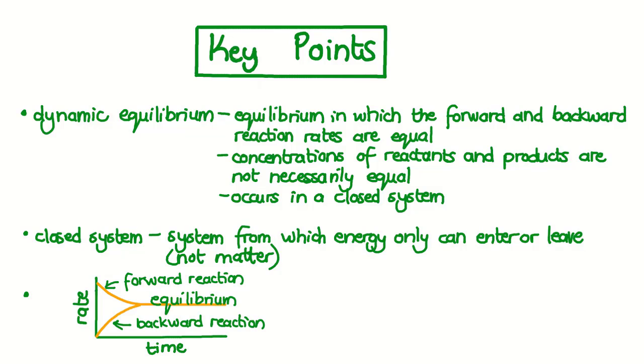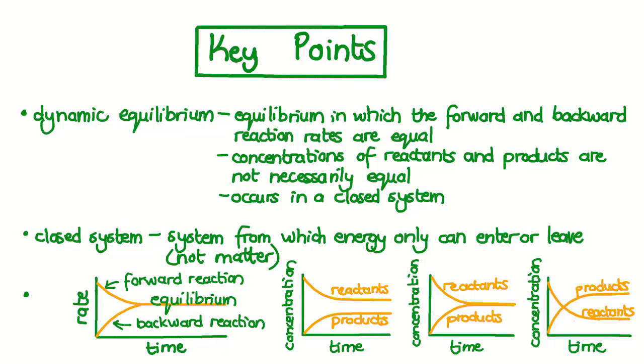We also walked through how a dynamic equilibrium occurs from the beginning of a reaction and visualized this using a rate versus time graph. And lastly, we looked at 3 different concentration time graphs, showing 3 different equilibrium positions, and we learned that equilibrium position is influenced by concentration, pressure, and temperature.